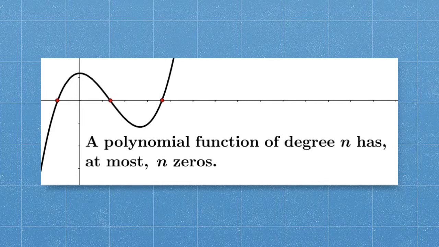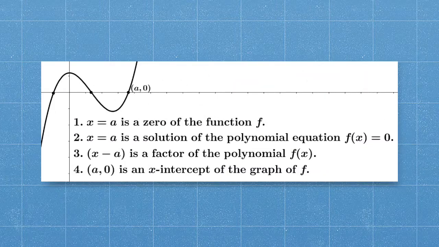No matter what the degree of the polynomial, a polynomial function has at most as many zeros as the degree. There are many ways to talk about what is the zero of a function. The zero is where it crosses the x-axis. It is a solution to the polynomial equation when you set the function equal to 0. It is also a factor of the polynomial if you write it as x minus a. And every zero is an x-intercept of the graph of f.